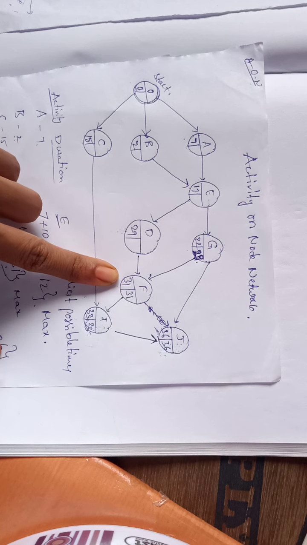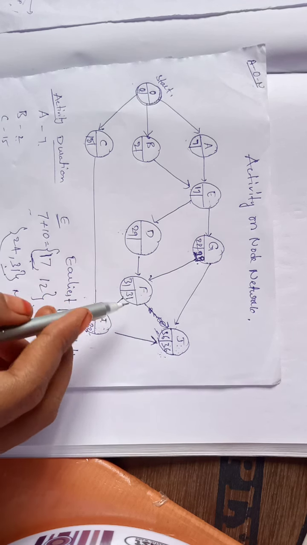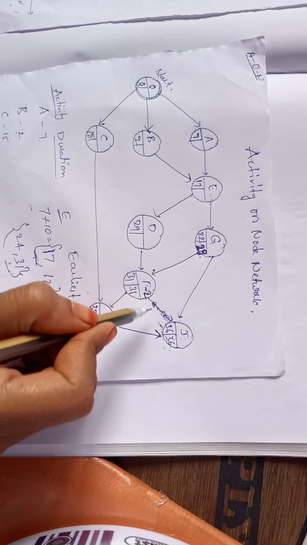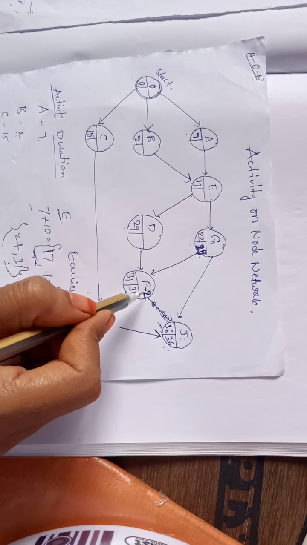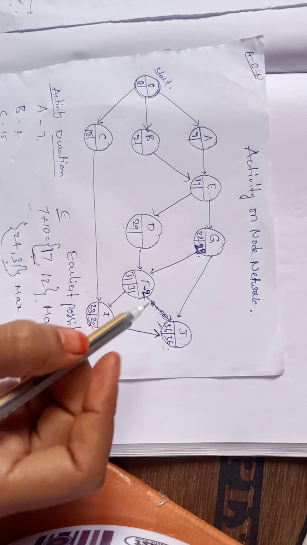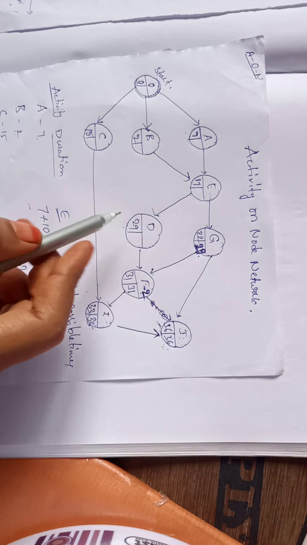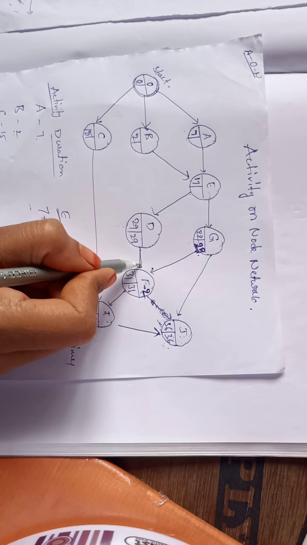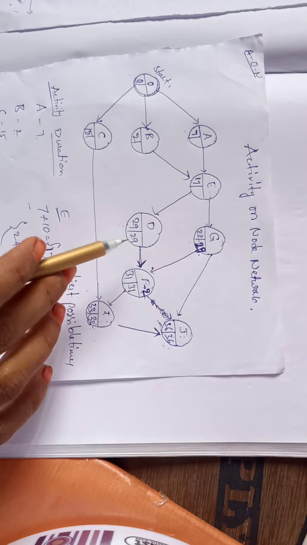Similarly for activity F, 31 minus F duration is 2. You can also write the duration here. If you are getting any confusion, you can also write your duration over here at your activities. Okay, 31 minus 2 is how much? 29. 29 you can directly write here, because only one tail arrow will be available for activity D.